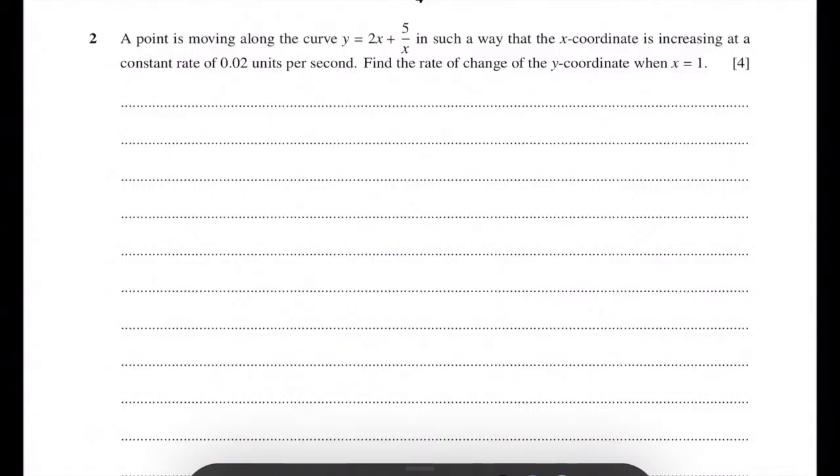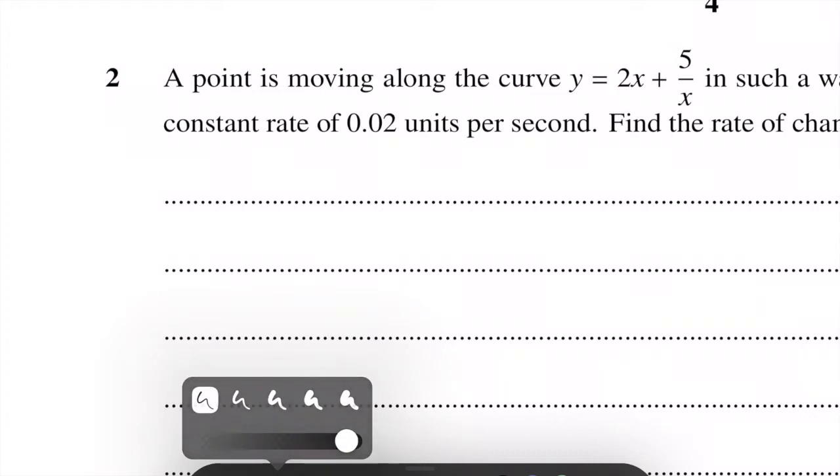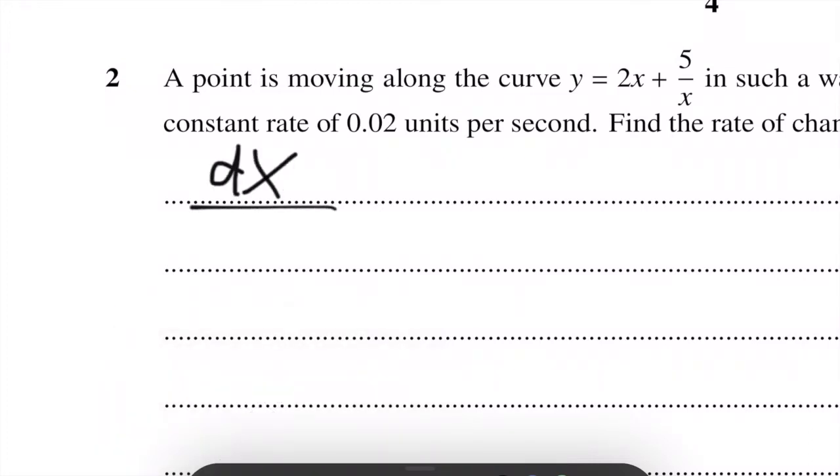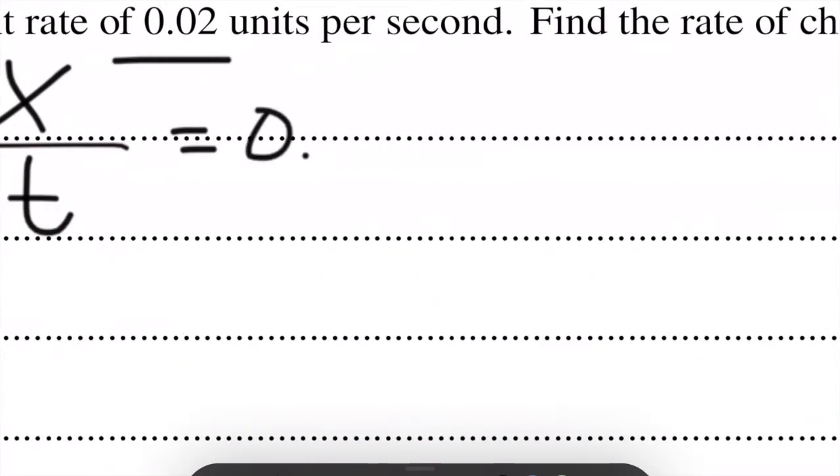A point is moving along the curve y equals 2x plus 5 over x in such a way that the x coordinate is increasing at a constant rate of 0.02 units per second. Find the rate of change of the y coordinate when x is equal to 1. From the question, we know that dx over dt is 0.02 unit per second.